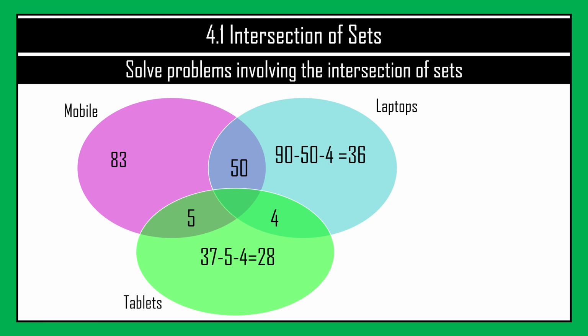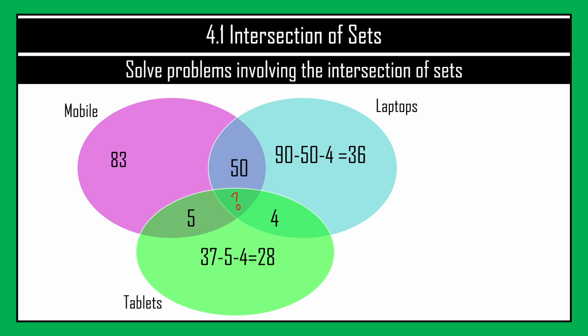And then the tablet, we need to readjust our information. Okay, so 37 minus 5 minus 4. So the leftover of 28 is the area with the tablet only plus this intersection area. Now if you notice, this intersection area is actually overlapped by all three of them, the mobile, the laptops and the tablets. So this area is actually the students that have all of the three devices, the mobile phone, the laptops and the tablets.